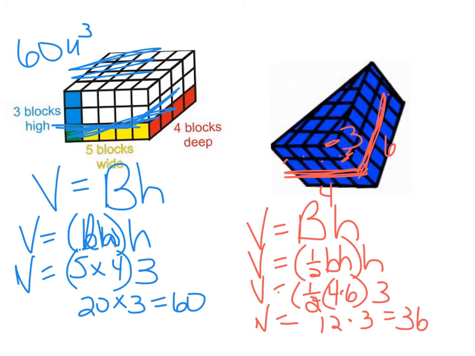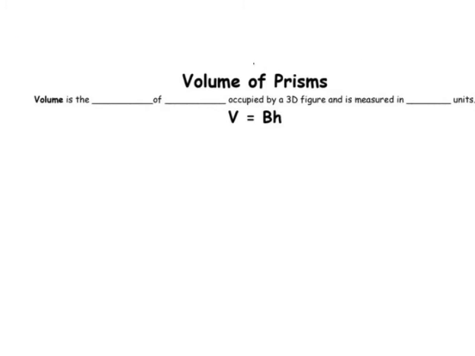So I'm going to go ahead and take your notes. You're going to be putting this in your composition book. So go ahead and take it out. And we'll start with the definition. Okay, so here it says volume of a prism. So volume is the area of the base.